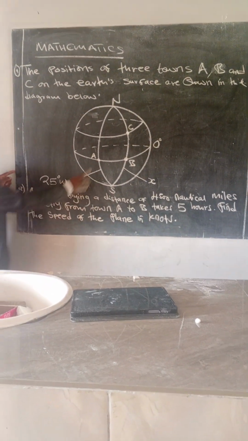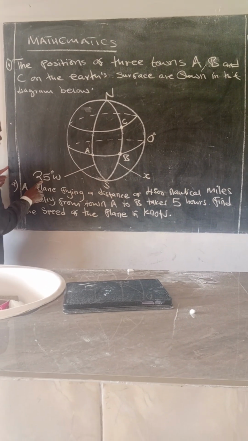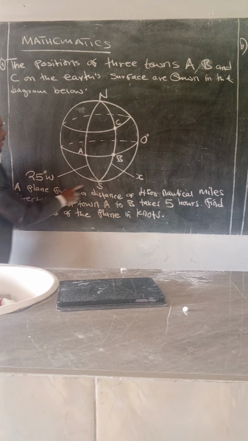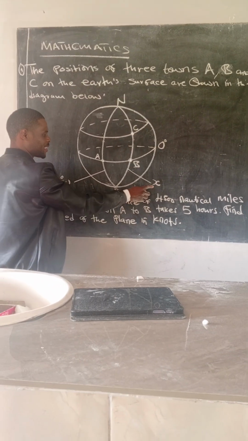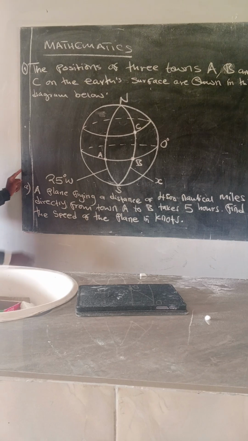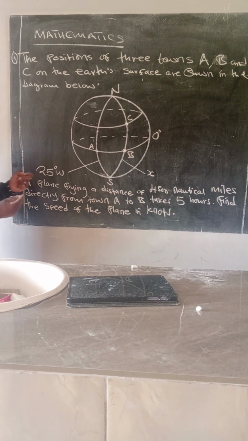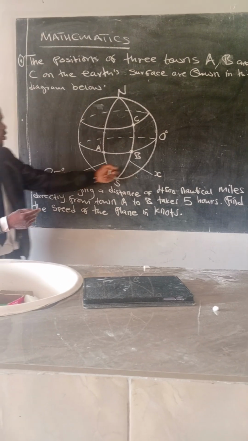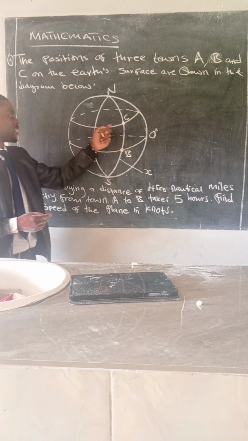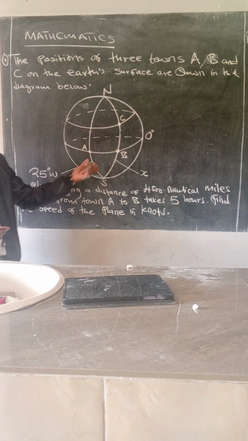Now, point A is on the longitude of 25 degrees west. Then point B is on the longitude of x degrees east. Then C, we don't know the longitude, and the latitude we are not being given.